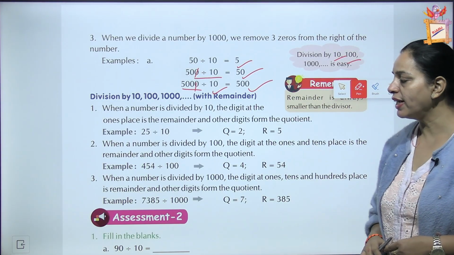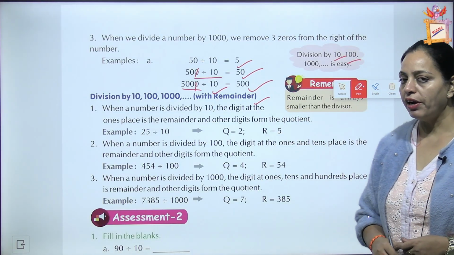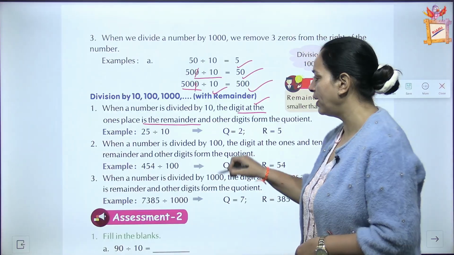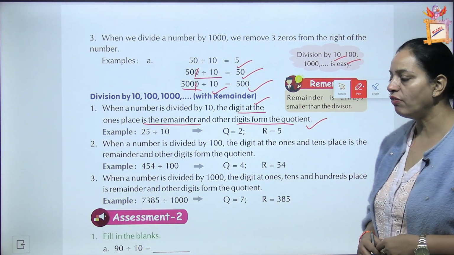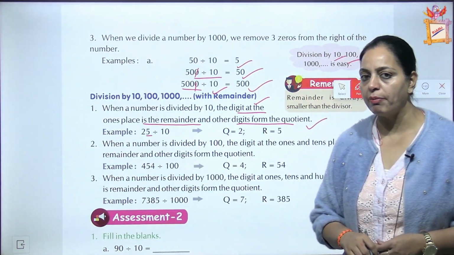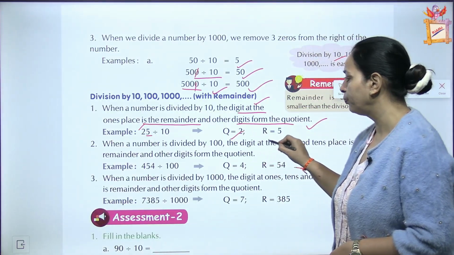Now division by 10, 100 and 1000 with remainder. The first, when a number is divided by 10, the digit at the ones place is the remainder and the other digits form the quotient. See, like 25 divided by 10. So the ones digit becomes the remainder. Remainder is 5 and the quotient is 2.